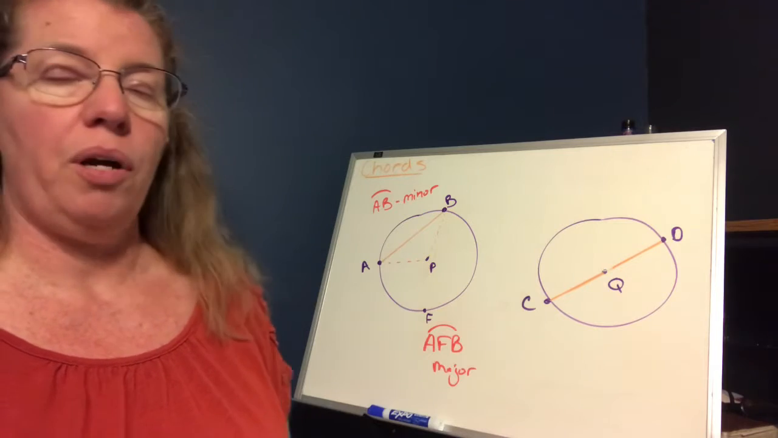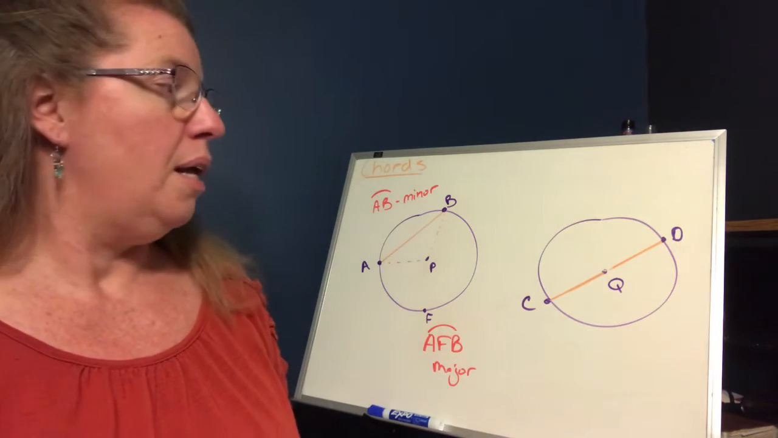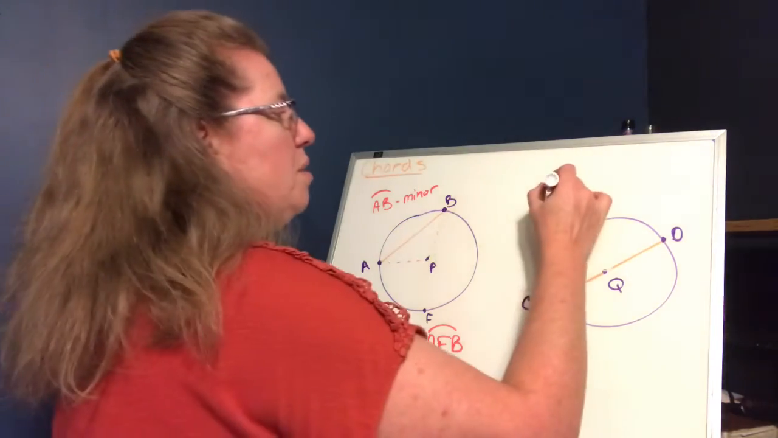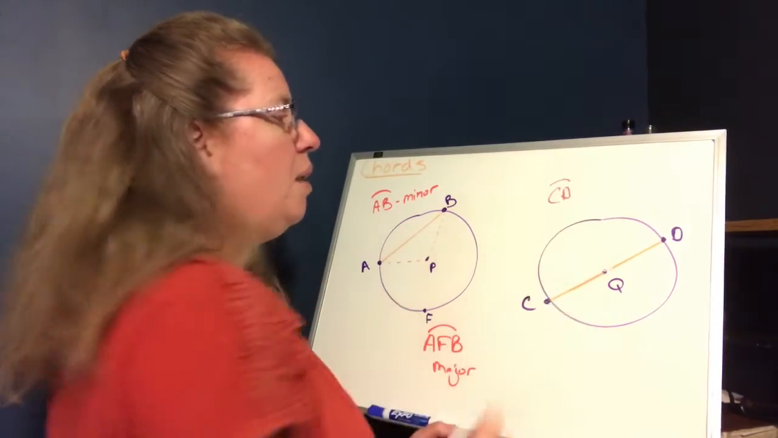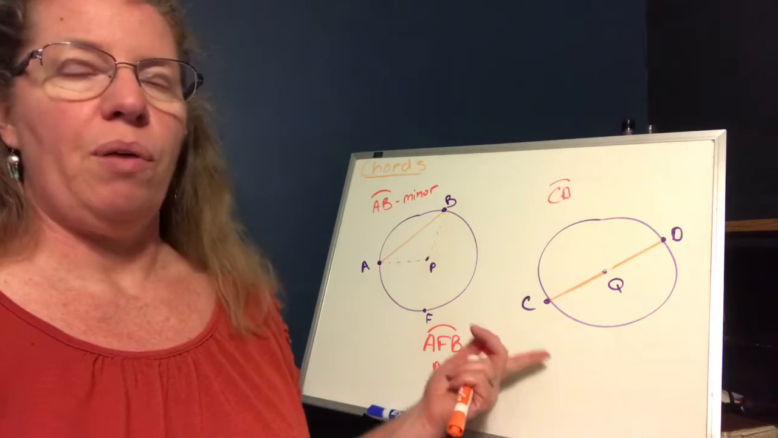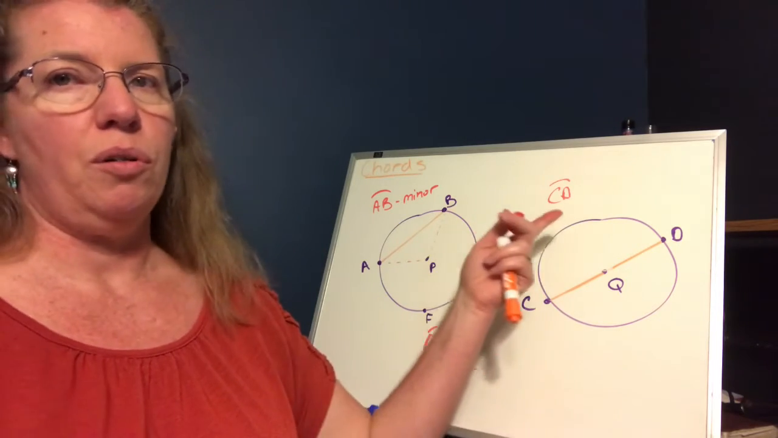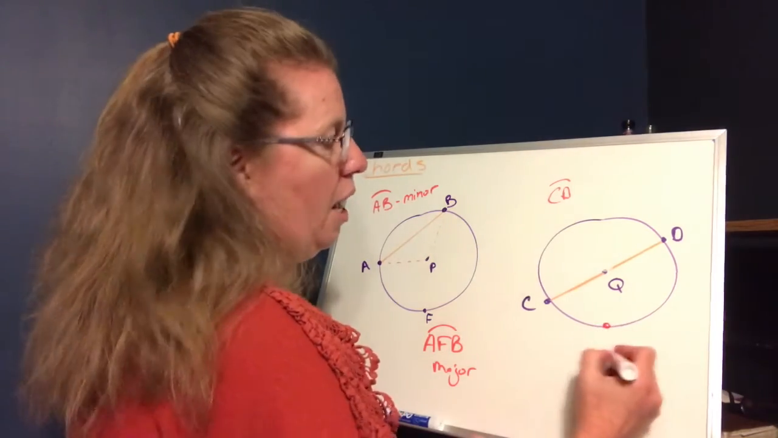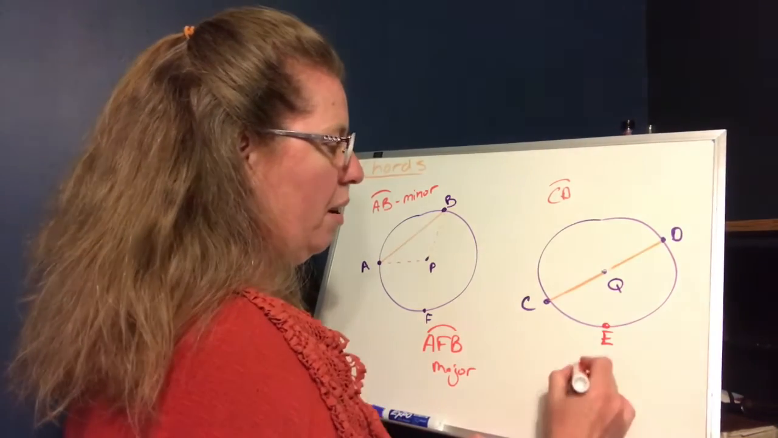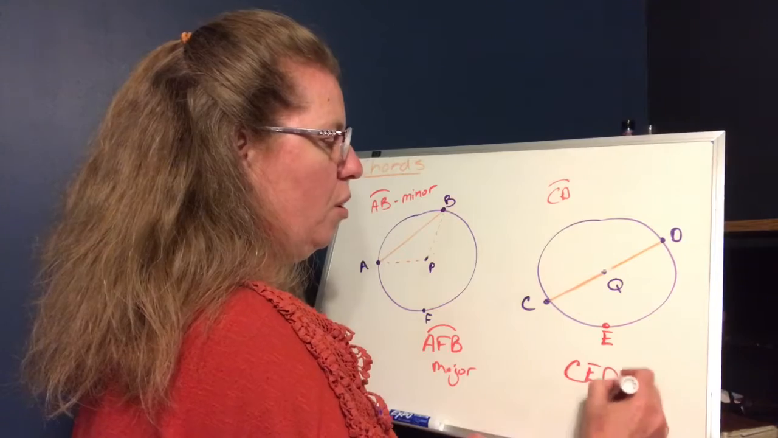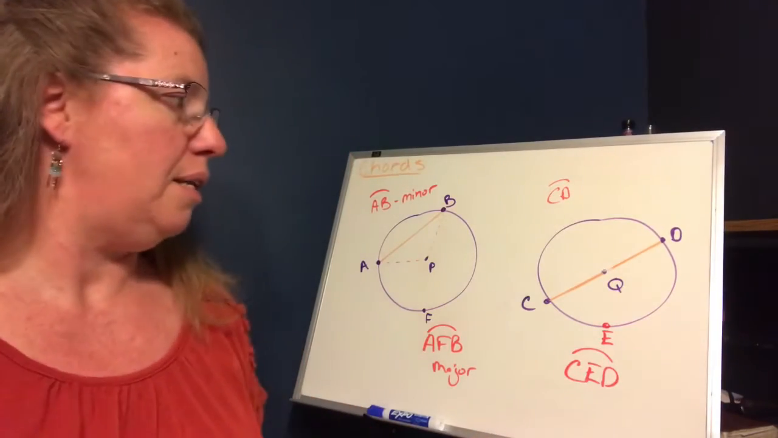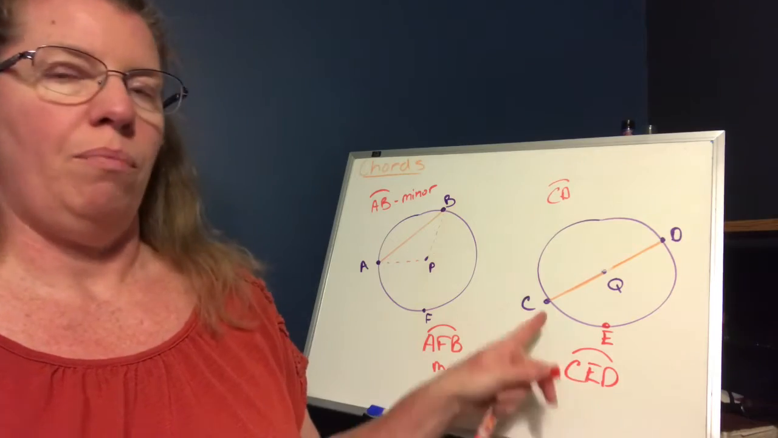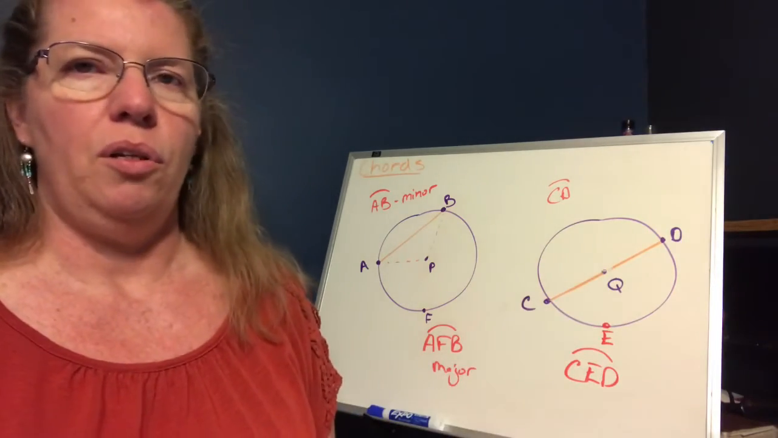Chord CD creates two arcs as well. They are both semicircles. So we would say arc CD. If they wanted to have you look at a certain side of the circle, they would put another point in there, and we could also call it arc CED. But again, they both are semicircles, but the center one might tell you which direction to look at.